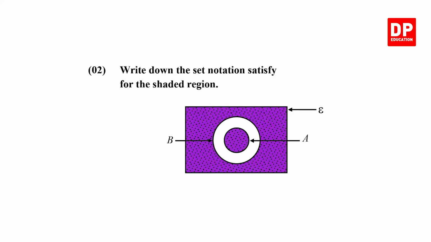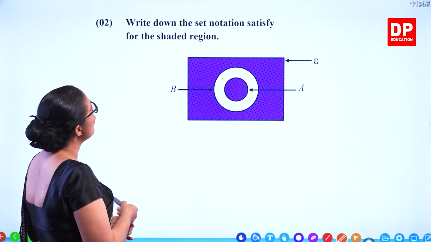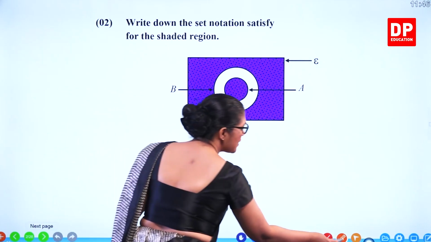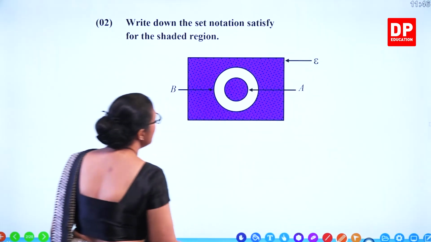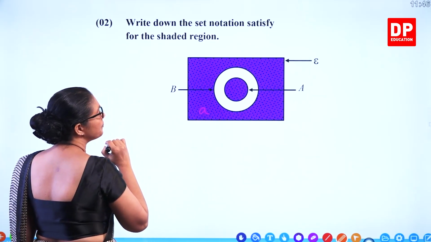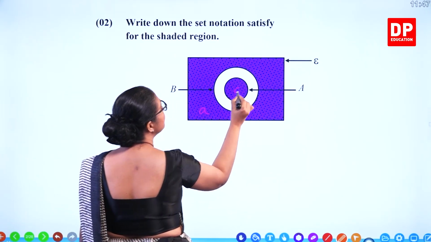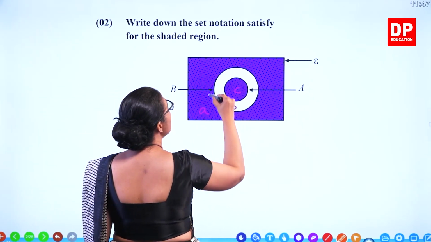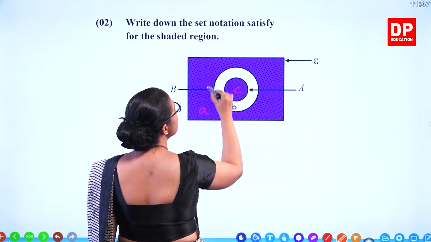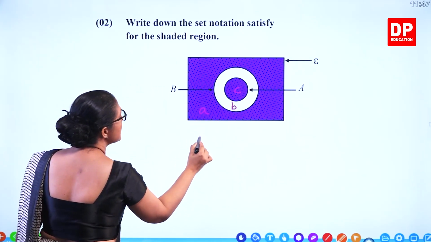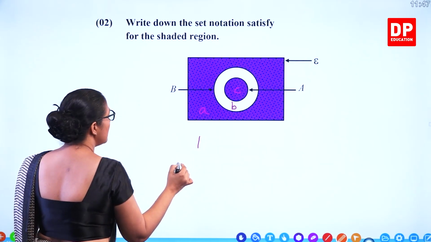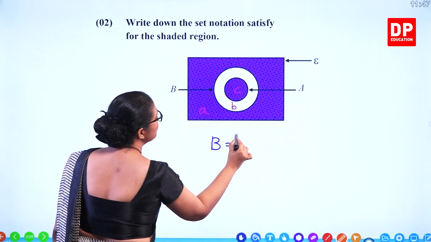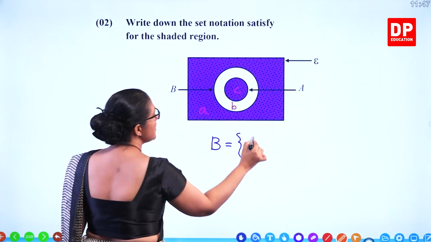Question number 2. Write down the set notation satisfied by the shaded region. We'll use letters A, B and C. So you can write A here, B, C. Now we have to think about this one. When you take this circle, what's that? B circle. B means this big circle, B and C.